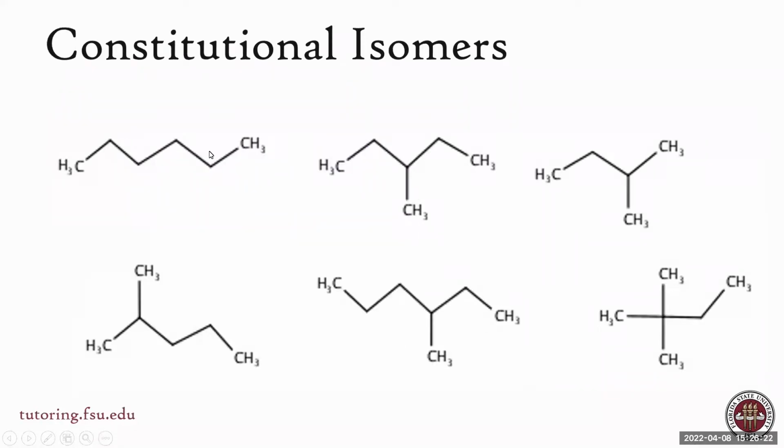This is showing you how big it can get. This is the formula with 5 carbons, C5H12, and that can mean 6 different possible cases. Imagine if it was C6 or C7 or C100. There are literally thousands of different molecules you can get with the same chemical formula.